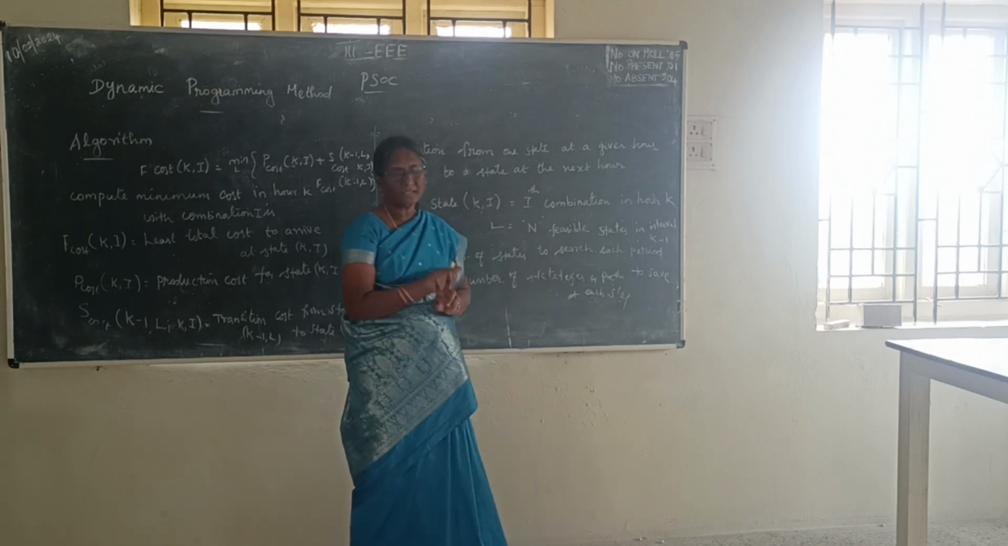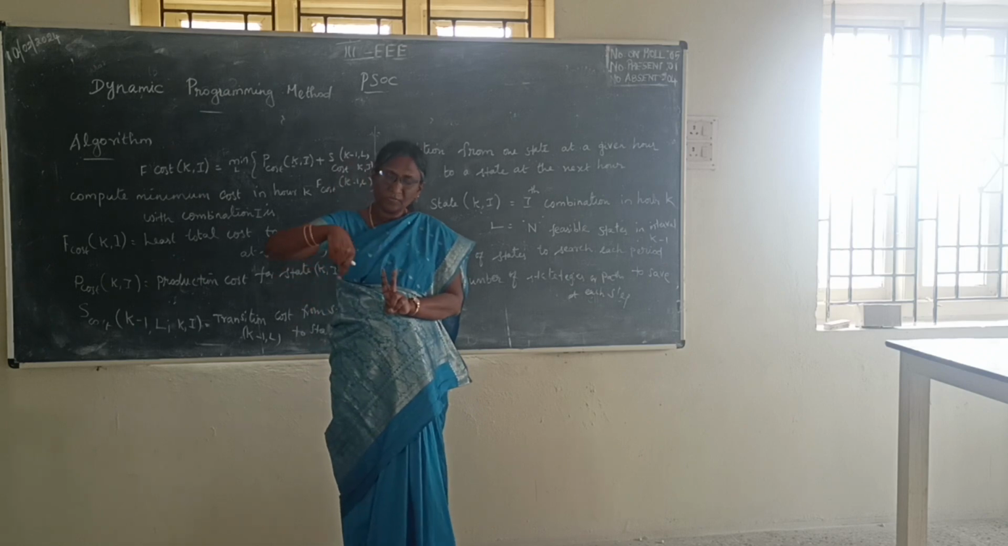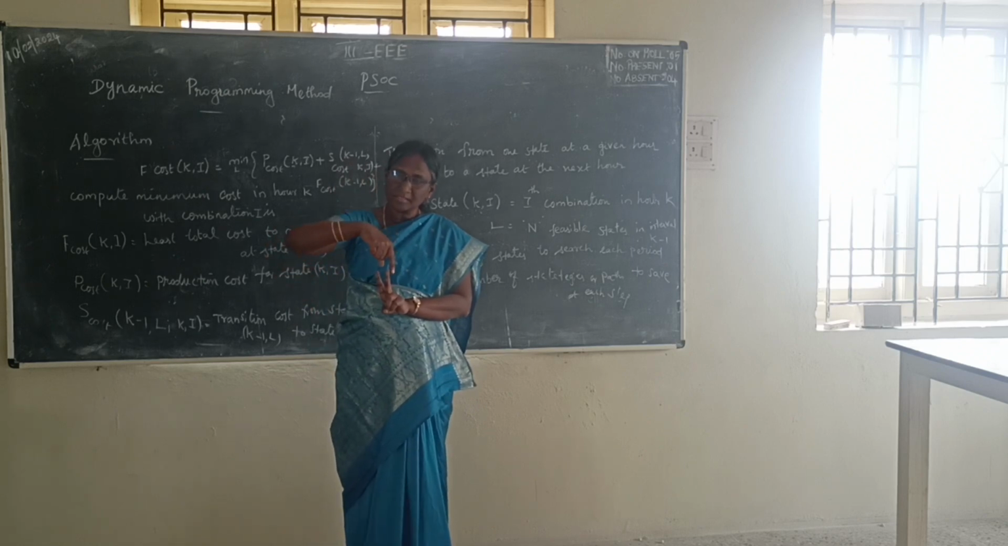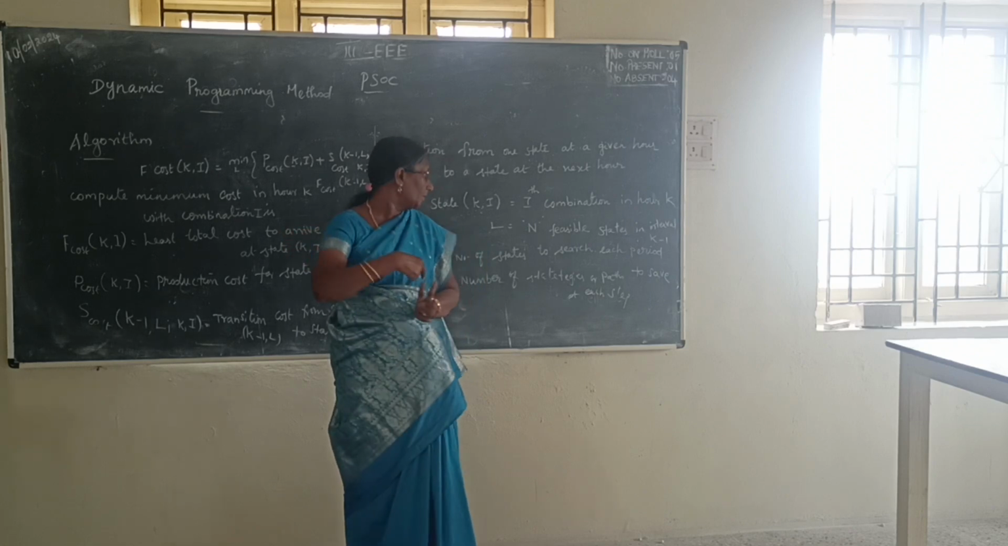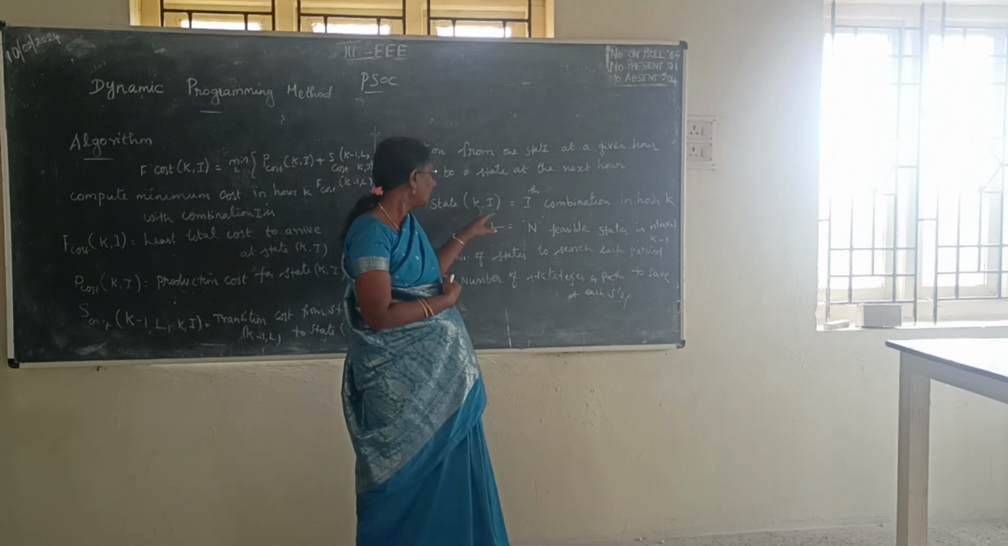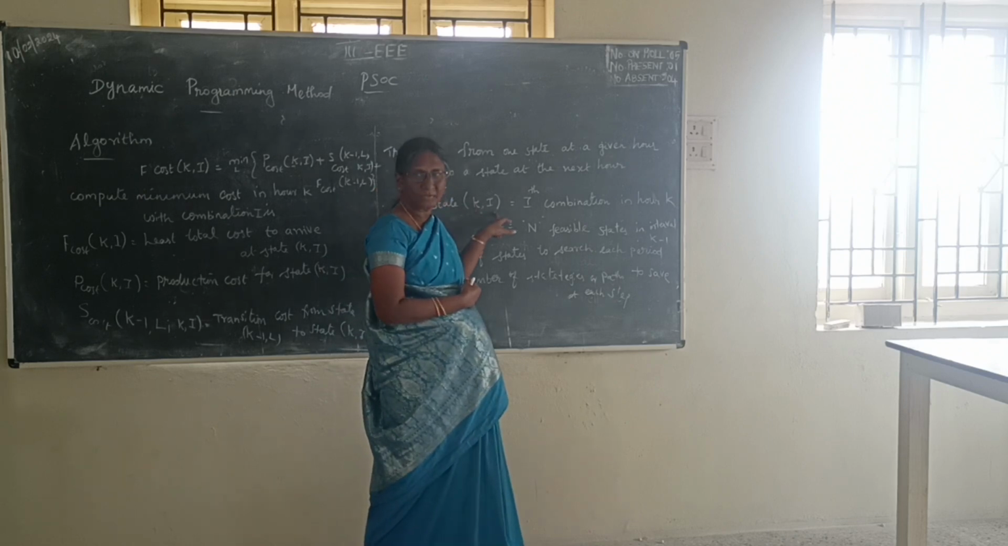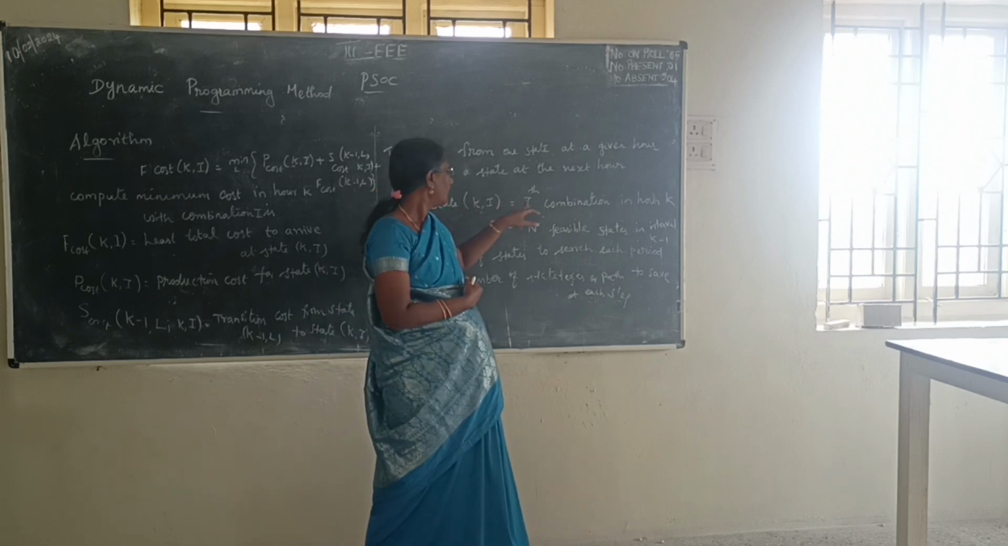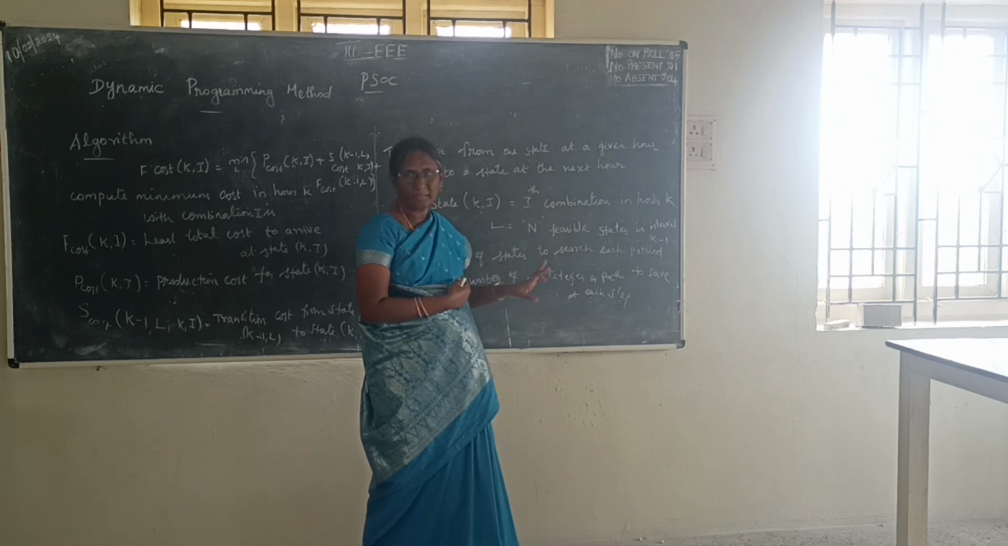Suppose we are considering 2 units, we are going to find out the number of combinations, and by using the combination, which one would be preferred. That is the meaning. So here the state k comma I, k represents the hour and I represents the number of combinations. Find out the I combination in hour k.